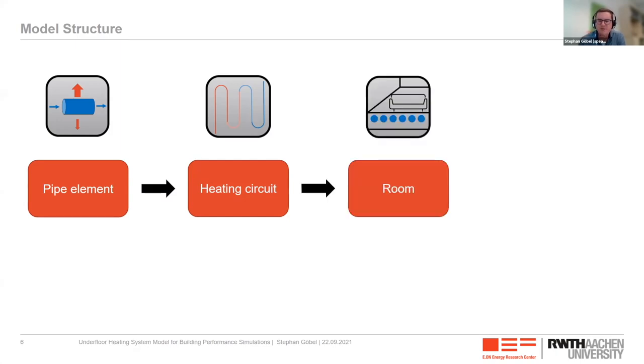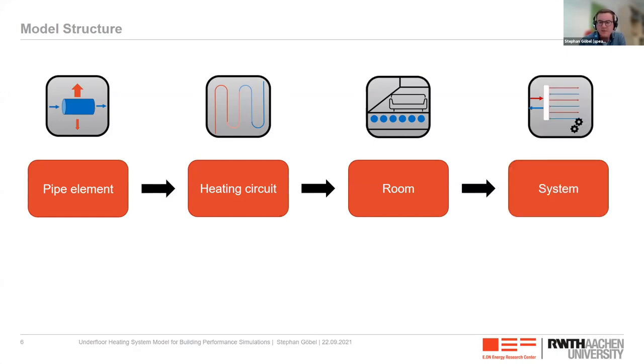On the room level, the main advantage here is the design calculation. That means all the automatic parametrization is realized here. So the model decides how many heating circuits are needed in this room and how long they should be. And then on the system level, we have the general parameterization. We have further design parameters and of course the hydraulic connection to the energy system.